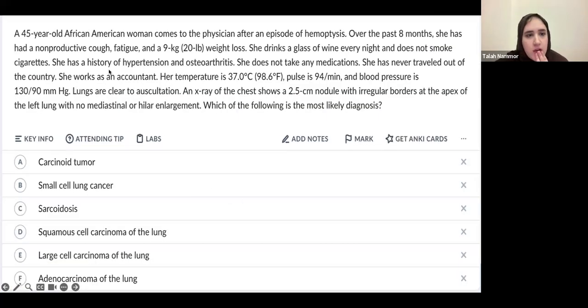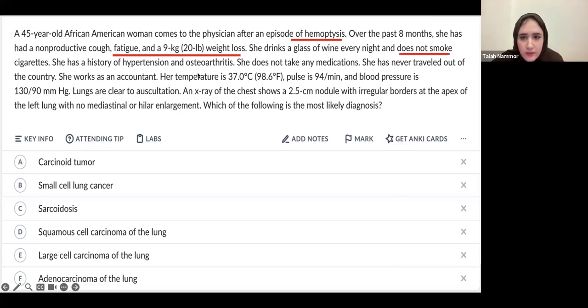Anyways, let's move on. A 45-year-old African-American woman comes to the physician after an episode of hemoptysis. So she's coughing up blood. Over the past 8 months, she has had a non-productive cough, fatigue, and a 9-kilogram weight loss. These are giving us cancer vibes, right? Hemoptysis, weight loss, non-productive cough. She drinks a glass of wine every night and does not smoke cigarettes. She has a history of hypertension and osteoarthritis. She doesn't take any medication.